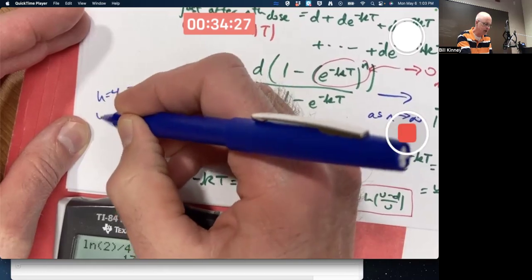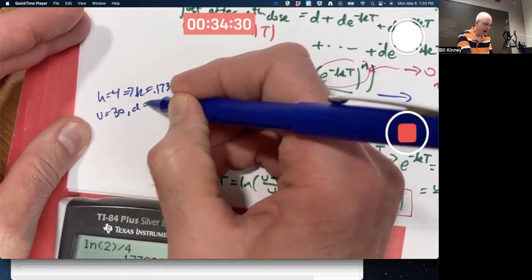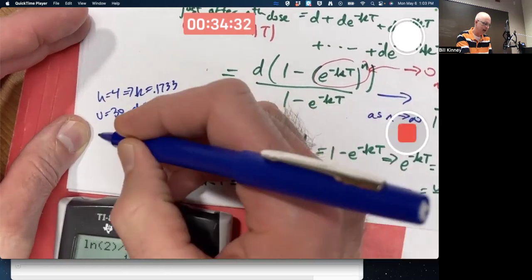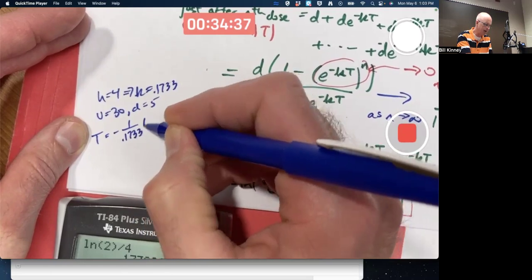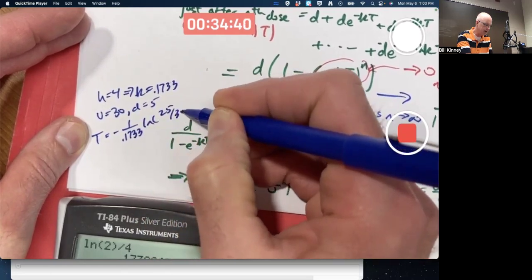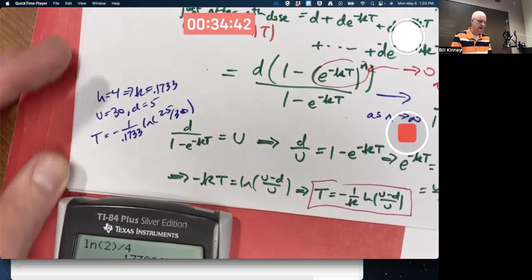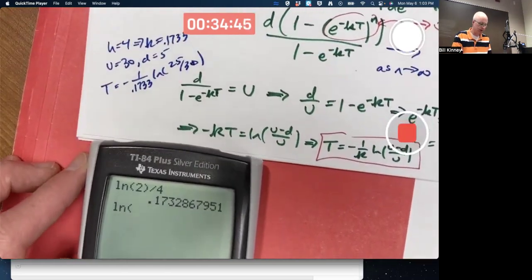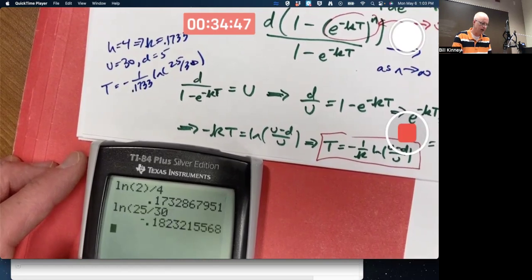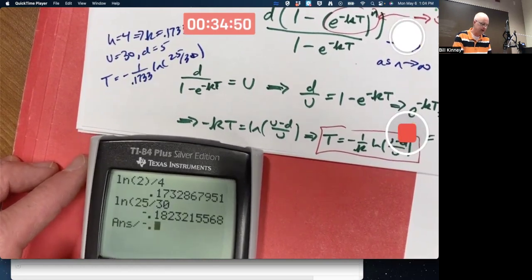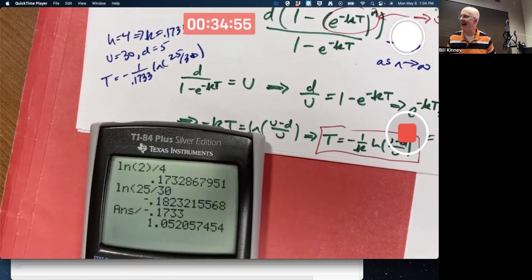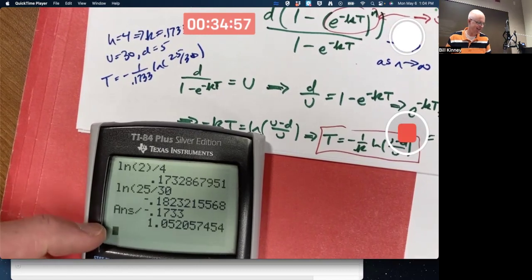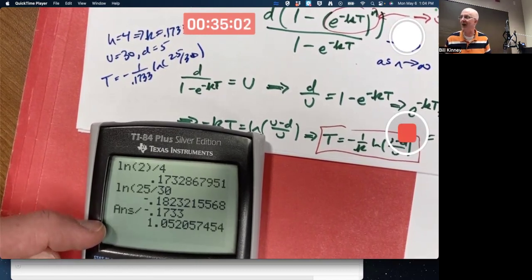If I make the assumption that U is 30 and D is 5, then I get T is negative 1 over 0.1733 ln of 25 over 30. And what does that turn out to be? Ln of 25 over 30 is a negative number. I divide that by negative 0.1733. I get a positive number. For sure, wait at least an hour. An hour and a few minutes. Okay, for sure, wait at least that long.